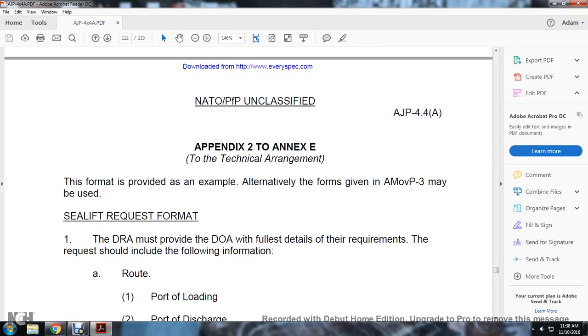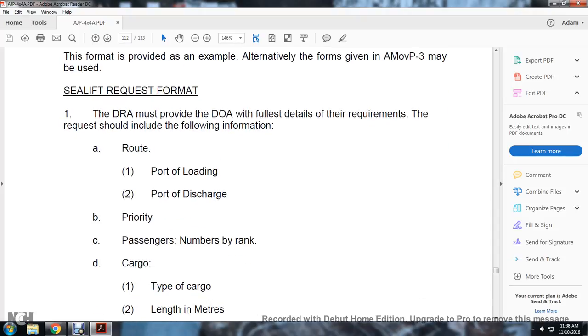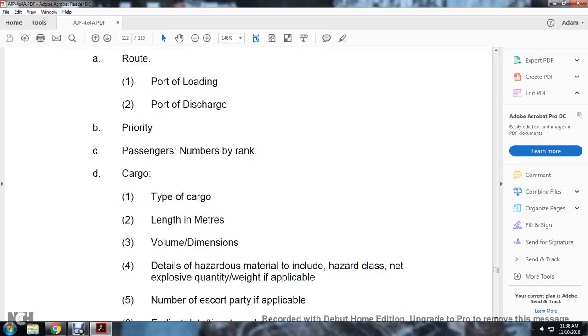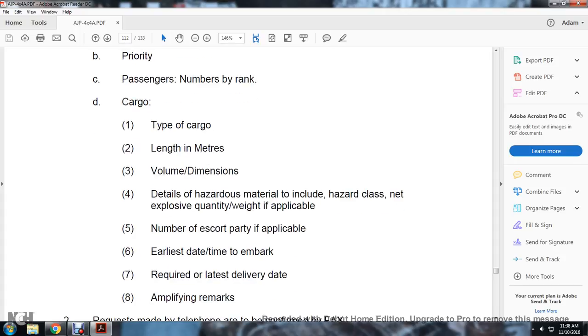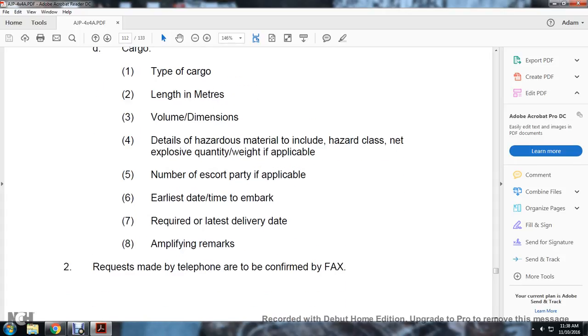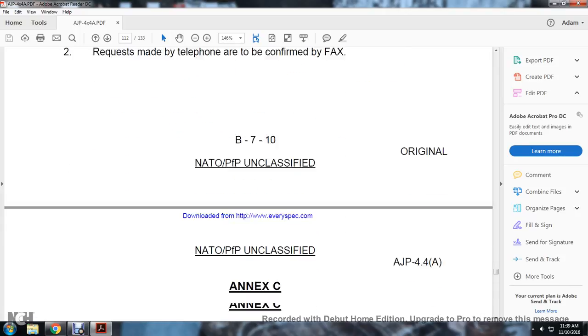Appendix 2, Annex E, the form that is provided, or the alternate form for the IMA Move B3, may be reused. The sealift request form: the designated requesting authority must provide the designated operating authority with full details of requirements in question, including the following information: route, port of loading and port of discharge, priorities, passenger numbers and ranks, type of cargo, length in meters, volume, dimensions, details of hazardous material, including hazard class, explosive quantity and weight, number of the escort party, applicable earliest date and time of embarkation, required last delivery date, amplified remarks, and request for the telephone is provided by fax.